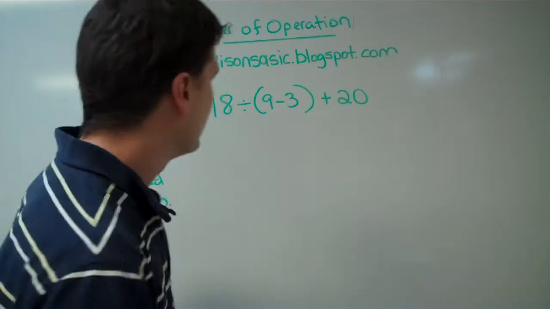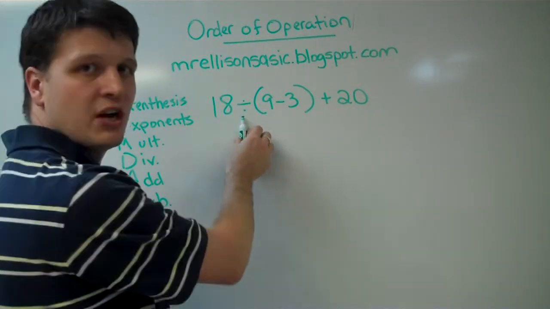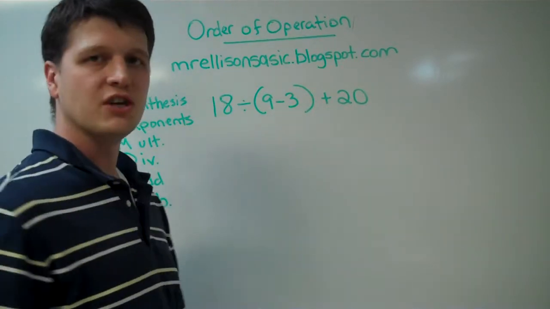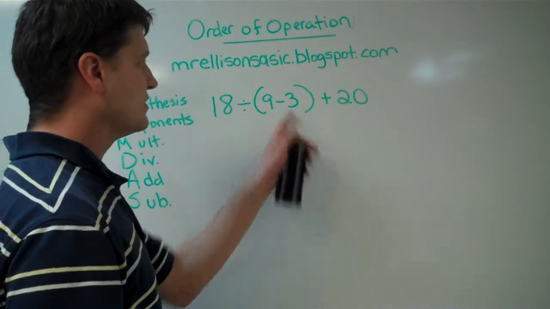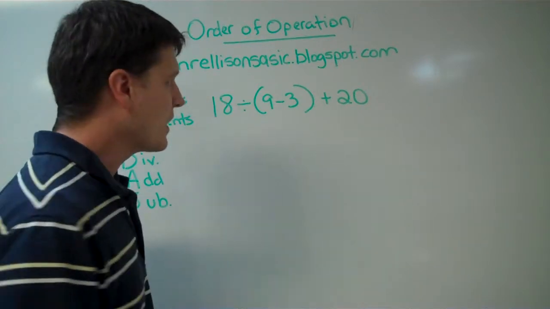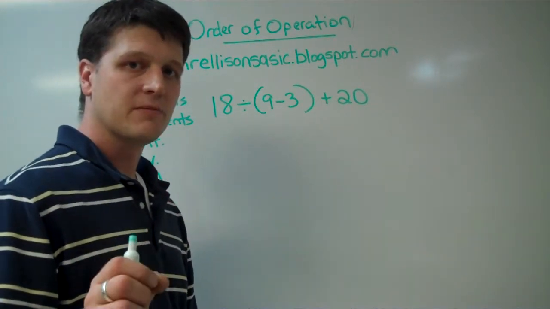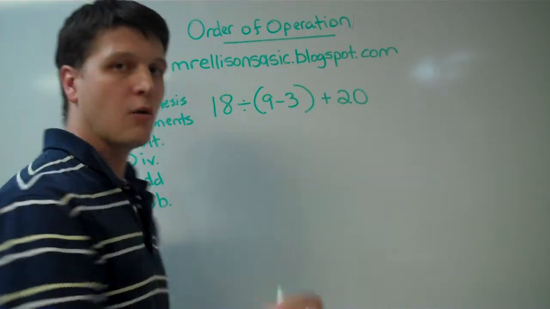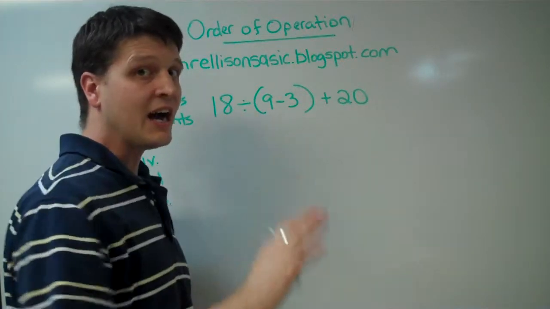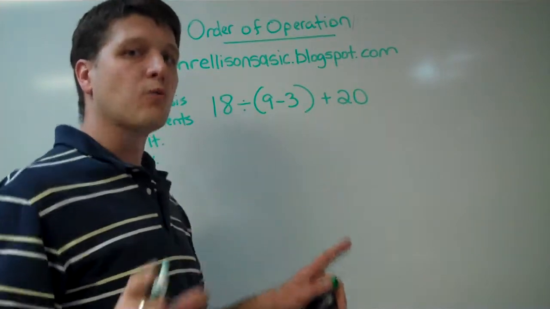Now let's get started. The first thing we want to look at is that in this operation, we have a division operation, we have a parentheses operation, and we have an addition operation. Inside that parentheses, there is a minus, or a subtracting operation. I'm going to tell you something: whenever it comes to parentheses, you always want to do them first. You always want to do them first. It doesn't matter what operations are inside. You want to do whatever's in parentheses first and work outward.